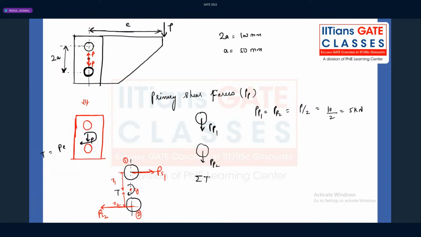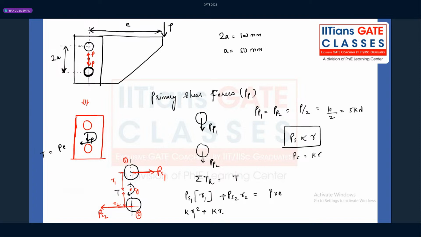The total resistant torque created by these rivets is equal to the torque which is being applied. So PS1 into R1, that is the resistant moment offered by rivet number 1, plus PS2 into R2, is equal to the twisting moment P into E. But we also know that the secondary shear force is directly proportional to radius. The more radial distance from the center of gravity, the more secondary shear force there will be, because that introduces more twisting moment, more torsional shear stress, right? Let's suppose PS is K times R. So it is K times R1 square plus K times R2 square, which is nothing but P into E.